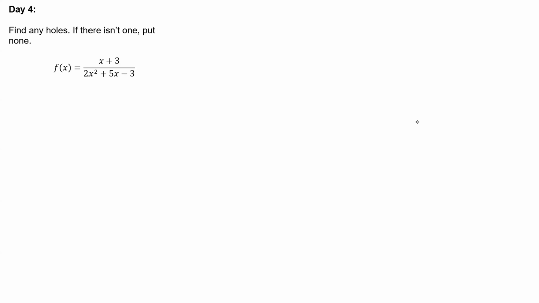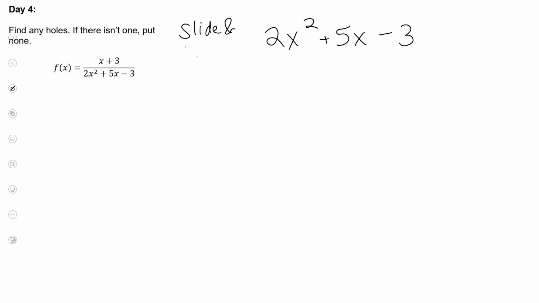Okay, going over the warm-up. First, we need to factor the denominator. I'm going to write it nice and big right here: 2x squared plus 5x minus 3. All of today's lesson, we're going to be using the method called slide and divide to factor everything today.